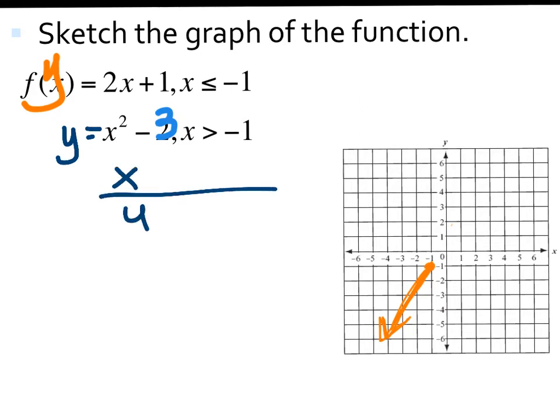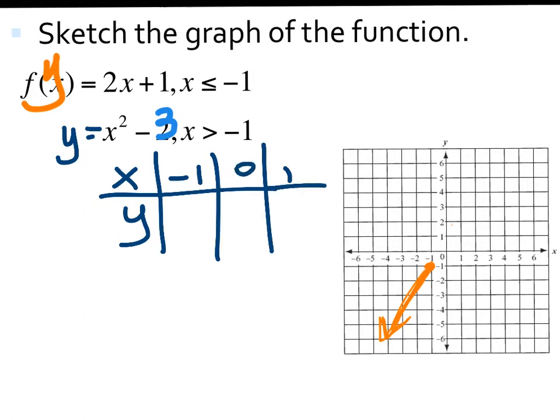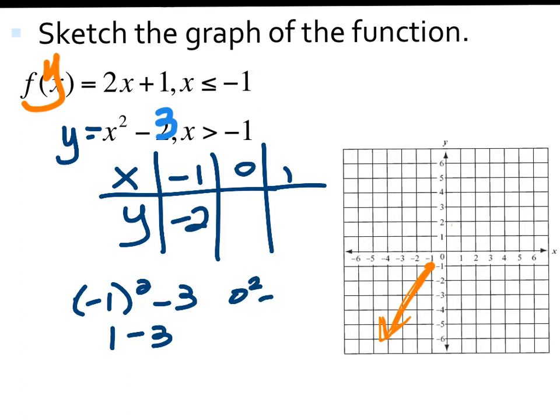So I would pick -1, but I'm going to remind myself that that has to be an open dot. And then I need it to be greater than -1, which means I'm going to go 0, and then I'm going to go 1. I plug in -1. -1 squared minus 3 is 1 minus 3, which is -2. 0 squared minus 3 is -3. And 1 squared minus 3 is -2.